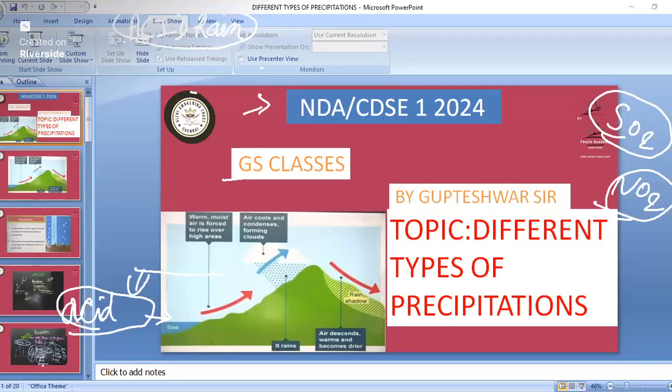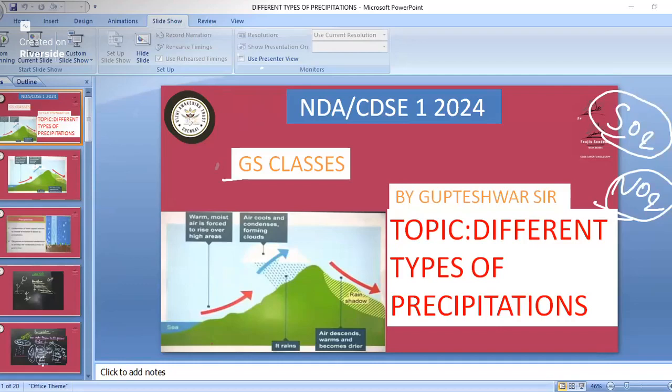So this was all about the different types of precipitation. Now you must know all those definitions. When you go home, on the basis of the concept you all saw, briefly go through the definitions of sleet, hailstorm, glaze, and all those parts.